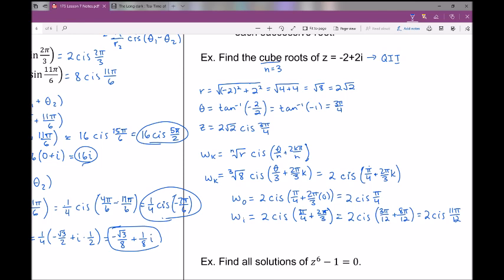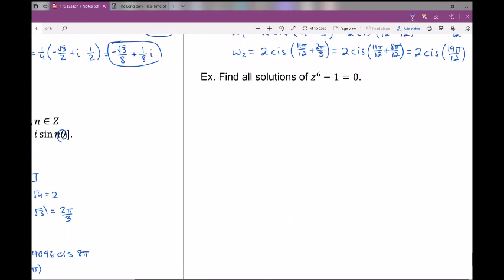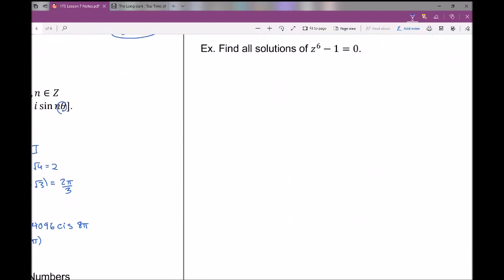And finally, our last root would be omega sub 2, which is 2 cis. And now this time we take the 11 pi over 12 and we add 2 pi over 3, which gives us 2 cis 11 pi over 12 plus 8 pi over 12. And if we add that, we get 2 cis 19 pi over 12. And alright, so those are the cube roots of negative 2 plus 2i.